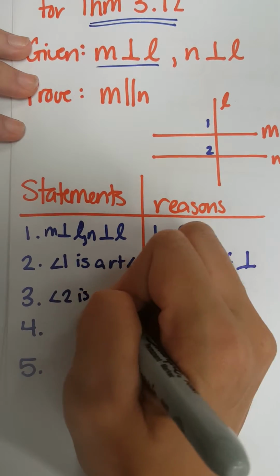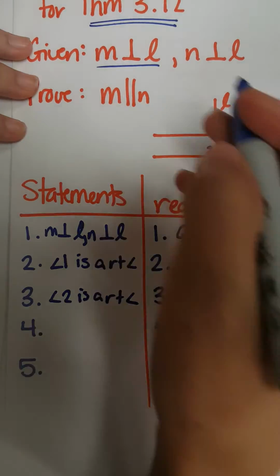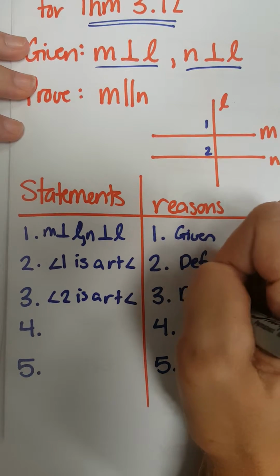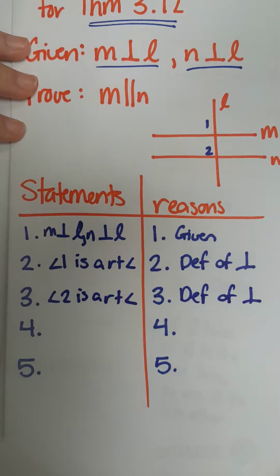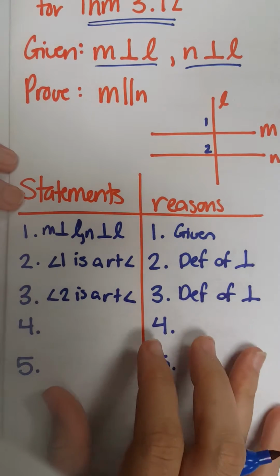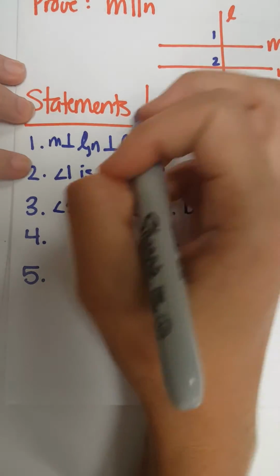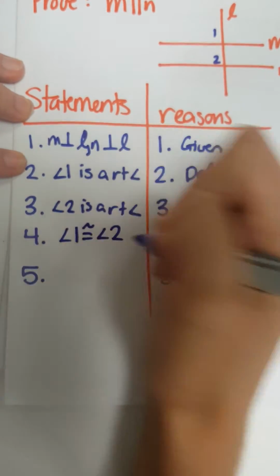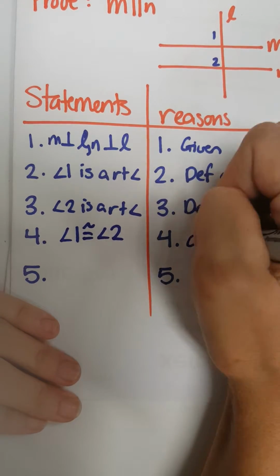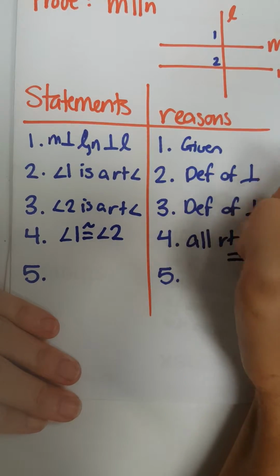What do I know about angle 2? Angle 2 is a right angle. Why? Because they're perpendicular. So what would my reason be? Definition of perpendicular lines. Okay, so now where can I go from there? Angle 1 is a right angle, angle 2 is a right angle. Well, what if we said angle 1 is congruent to angle 2? Why are we allowed to say that? Well, I'm glad you asked, because all right angles are congruent.